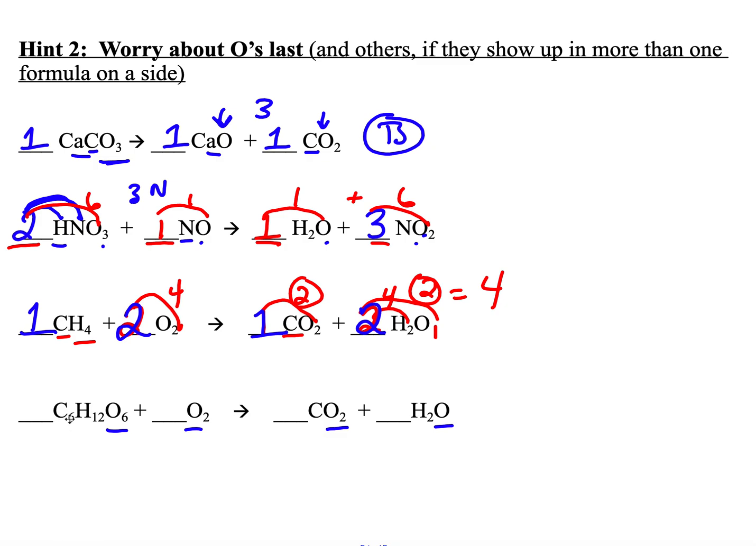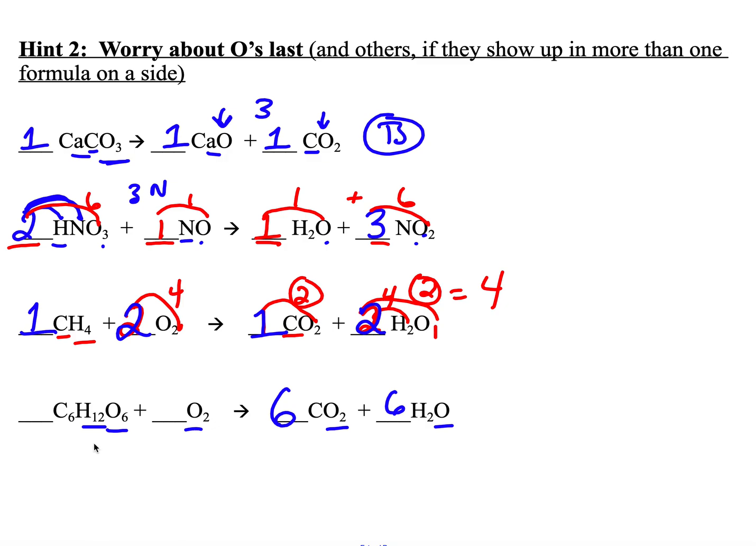So the carbon, I've got 6 carbons here. I need 6 carbons here. So I'm going to build 6 of these carbon dioxides because they each need 1 carbon. Now hydrogens, I've got 12 here. I want to have 12 here. So what times 2 gives me 12? 6. 6 times 2 is 12.